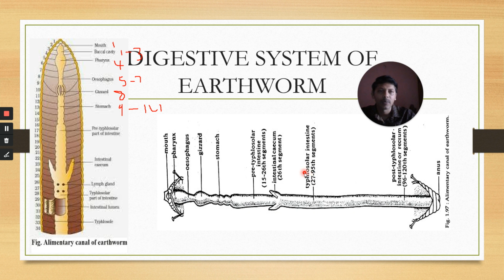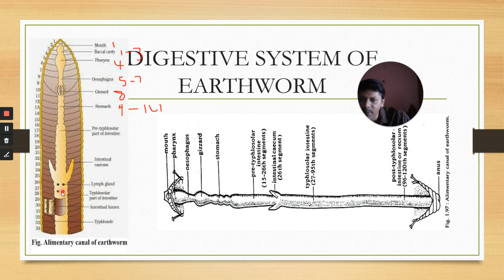Okay, typhlosole starts from the 26th segment. Here 15 to 25, we can say pre-typhlosolar region. Also you can observe here the intestinal caeca, caecum is the singular word, caeca plural. They start from the 26th segment. Typhlosolar region is 26 to 95, and post-typhlosolar region of intestine is 96 to 120. That means in this earthworm there are a total of 120 segments present.